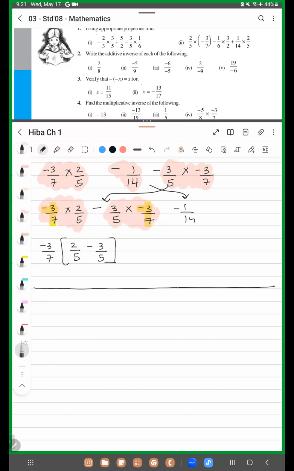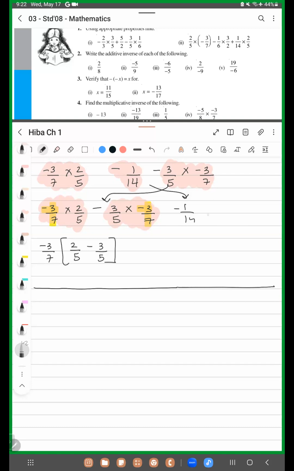If they ask us to find the answer of these questions with appropriate properties, it doesn't mean that we have to mention each property in each step. No. If they are asking you to mention, then you have to mention. If they're not asking, don't mention. So what does using appropriate properties find mean? Does this mean that we have to use the properties and write them? What properties are you using here?